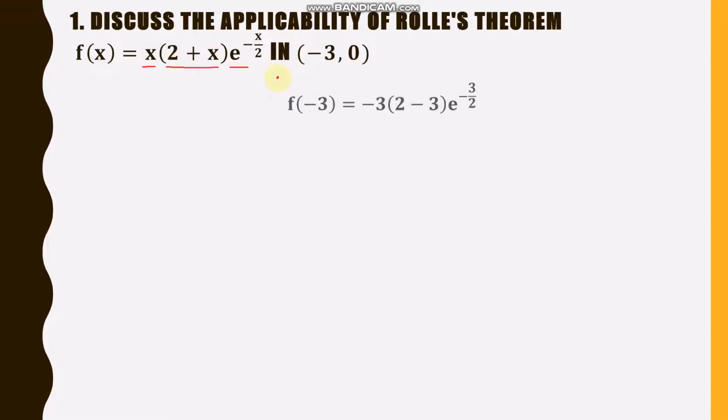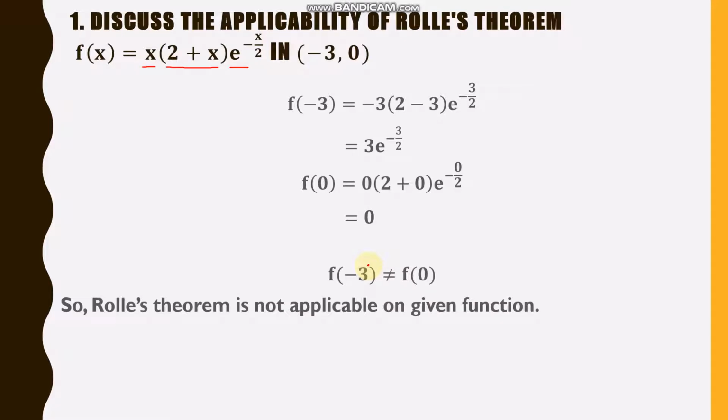So let's see what is f of minus 3. Instead of x, just put minus 3 here. So minus 3, 2 minus 3, e to the power minus 3 by 2. 2 minus 3 will become minus 1, so this is equal to 3 e to the power minus 3 by 2. And f of 0, when you put x equal to 0, the value of function becomes 0. So you can see clearly f of minus 3 is not equal to f of 0. So Rolle's theorem is not applicable because at the endpoints the value of the function is not equal. Now let's move to next question.